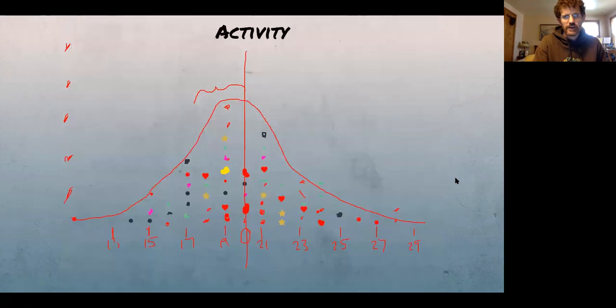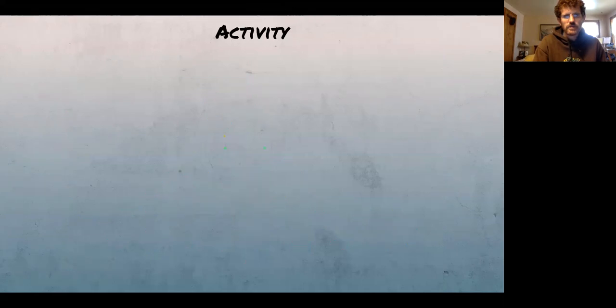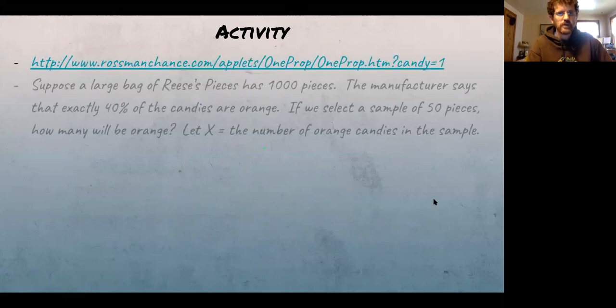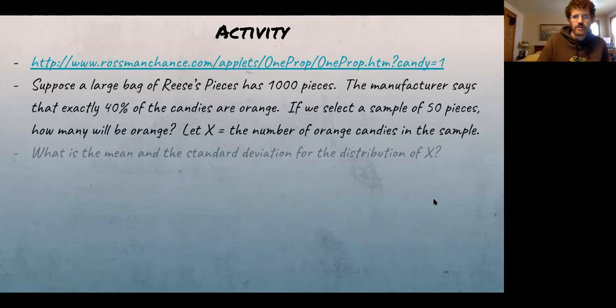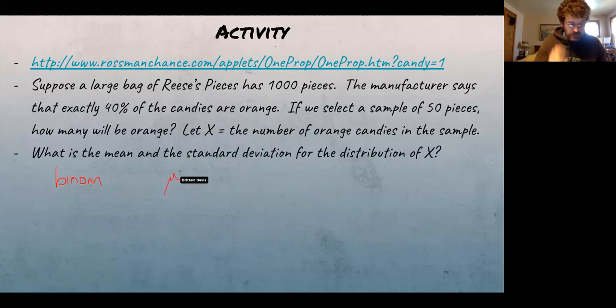So let's jump ahead, and I'll get rid of all this. It was a beautiful graph you guys created. Don't worry, you'll get another opportunity. Let's find the mean and the standard deviation for the distribution of x. To do this, we are going to remember that this is binomial, and the binomial distribution has a mean and a standard deviation. I'm going to see if you can either look this up, or if you remember it, write down the formula for the mean and the standard deviation for a binomial distribution.